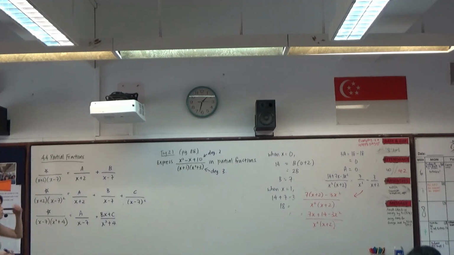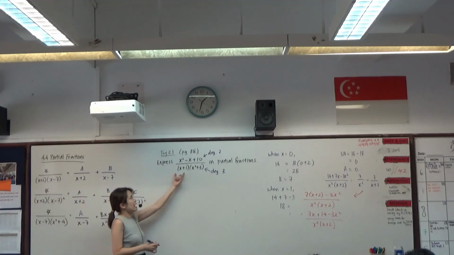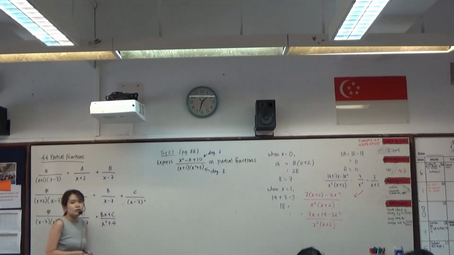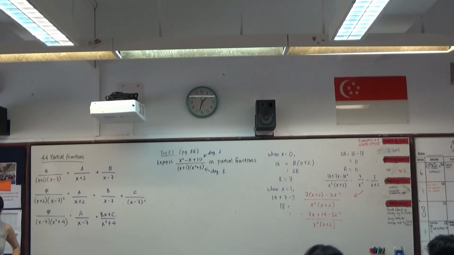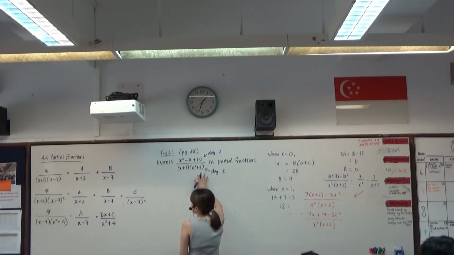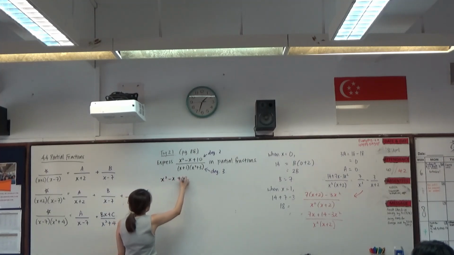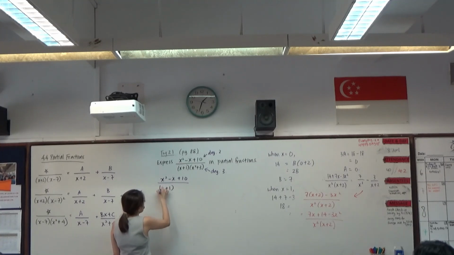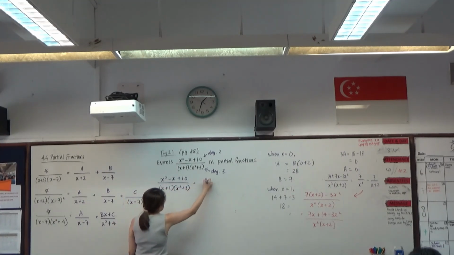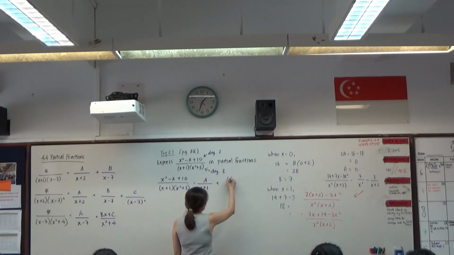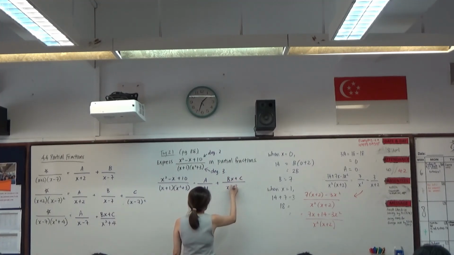So, to express this in partial fractions, looking at the denominators that we have, x plus 1, and then x squared plus 3. Can x squared plus 3 be further factorized? No. Right? Therefore it is a type 3 fraction, hence what we will have is A over x plus 1 and then Bx plus C over x squared plus 3.